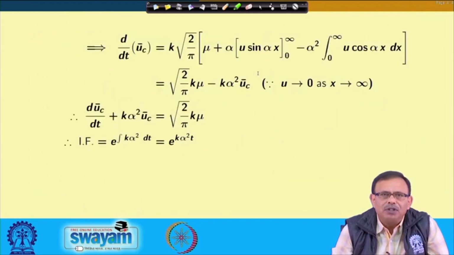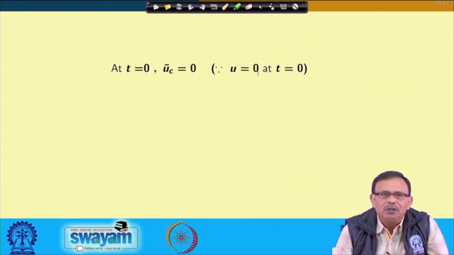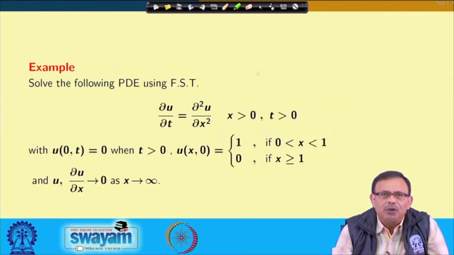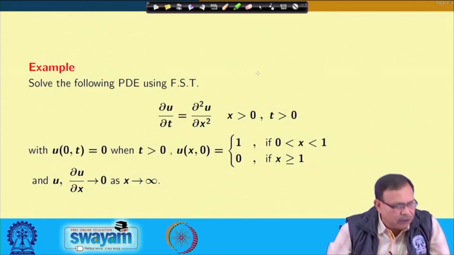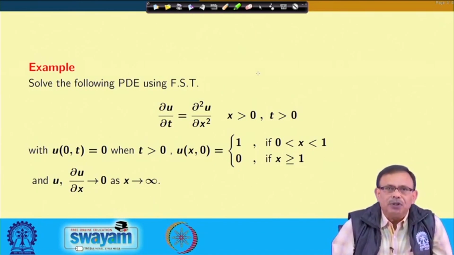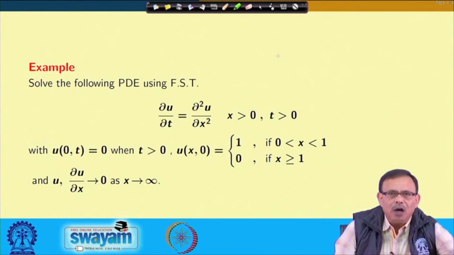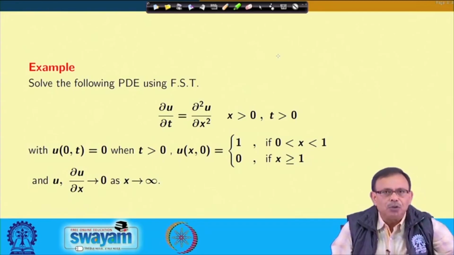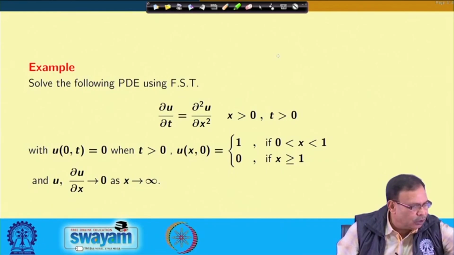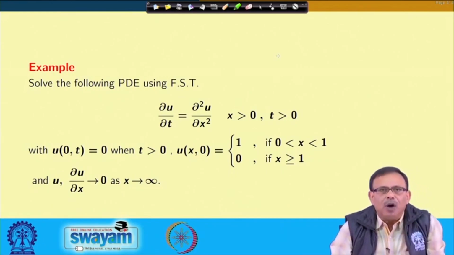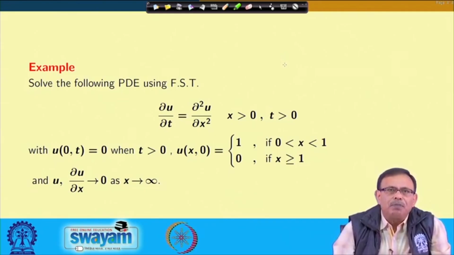Now, the next problem: the equation is similar, but we want to solve it using the Fourier sine transform. ∂u/∂t equals ∂²u/∂x², x greater than 0, t greater than 0, u(0,t) equals 0 when t greater than 0, and u(x,0) equals 1 if x lies between 0 and 1, otherwise, for x greater than or equal to 1, it is 0, and u and ∂u/∂x approach 0 as x approaches infinity.